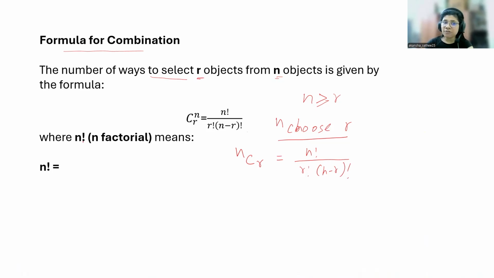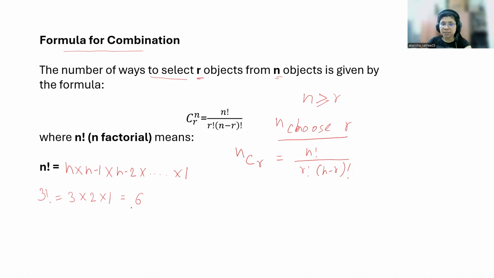But what is N factorial? N factorial is nothing but N into N minus 1 into N minus 2 and so on up till 1. For example, what is factorial 3? Factorial 3 would be 3 into 2 into 1. Start from 3 and go till 1. It would be 3 into 2 into 1, which will give you 6.